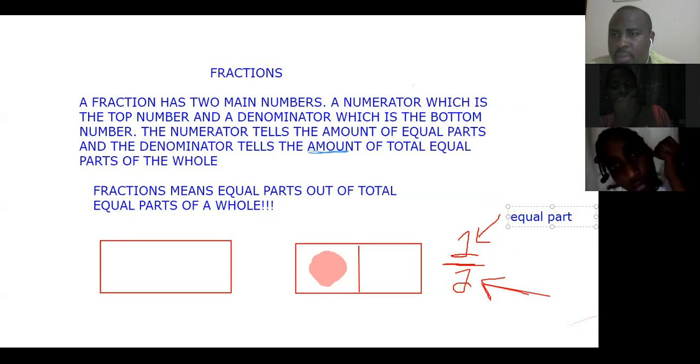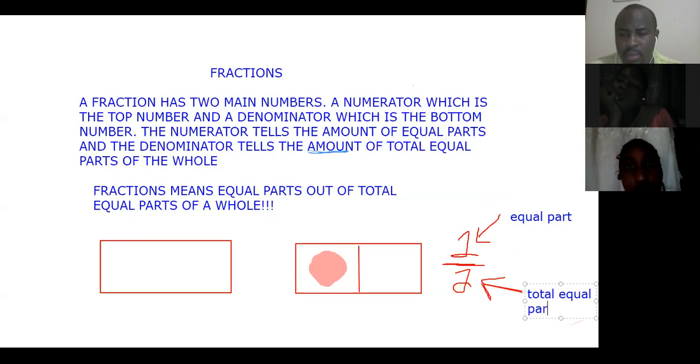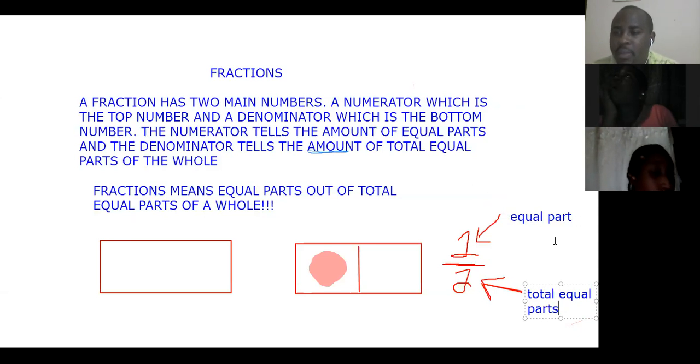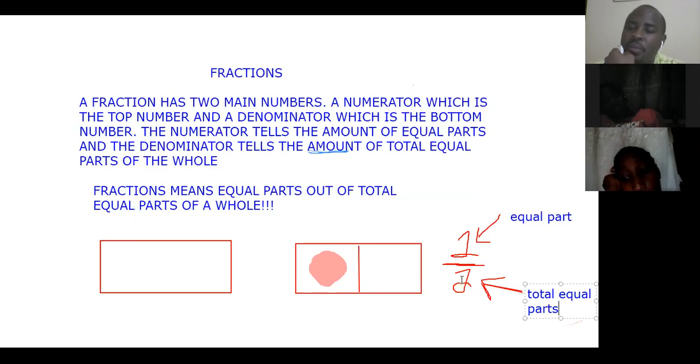Are you seeing that? And here I have 2 total equal parts. Everybody seeing that right now? Zaria, John? Yes, sir. Okay, so my 1 here is telling me the amount of equal parts that I've given away to somebody. And this 2, which is in my denominator, is telling us the amount of total equal parts that we have. All right?